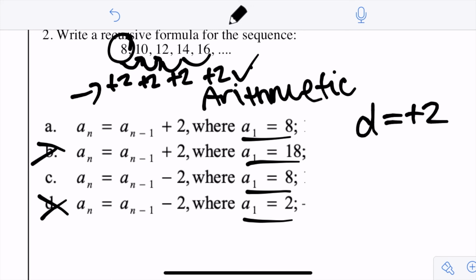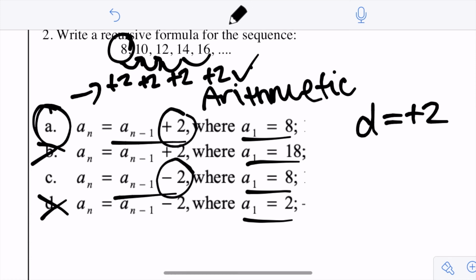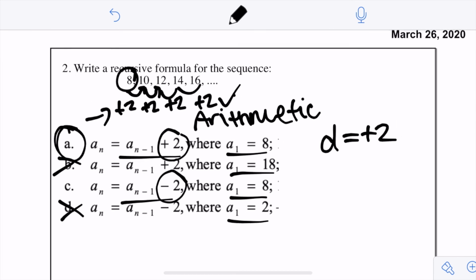Okay, looking at answer choice C and answer choice A, the only difference here would be that common difference. Okay, answer choice A would have to be correct because we're going up by a positive number. We are not going down. Okay, so answer choice A in this case would be the correct answer.